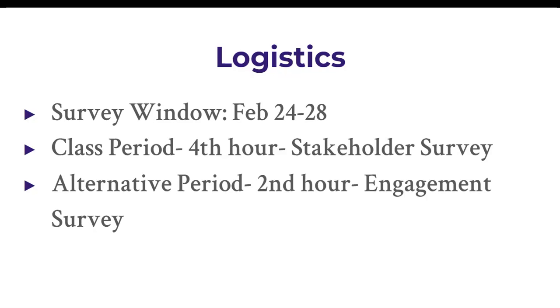If you're doing fourth period, the survey that you'll give your students is the stakeholder survey, the one with both the teacher and the district questions embedded. If you do not have a fourth hour class, then we ask that you use second hour as your alternative period, and in this case you would give the engagement survey instead of the stakeholder survey.